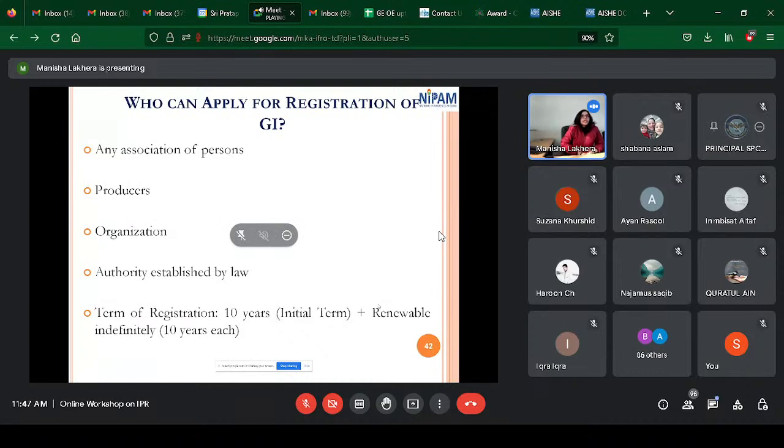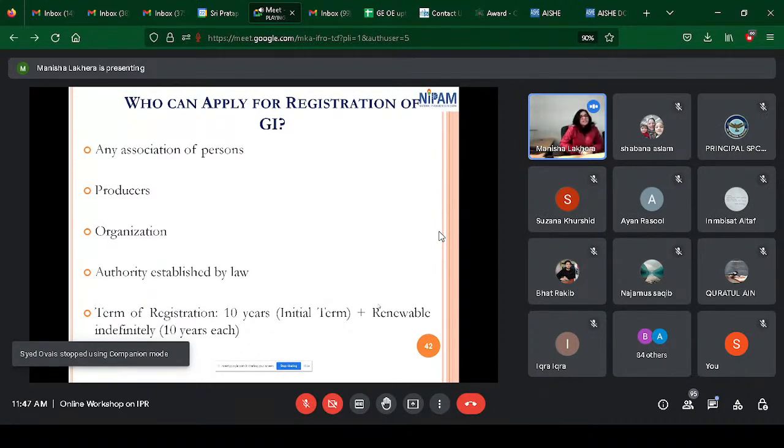So who can apply for registration of GI? Any association of persons, producers, organization, and authority which is established by law, they can apply for GI registration. And the people belonging to those producers, those organizations or those associations, only they can use the GI tag on their product and not others.